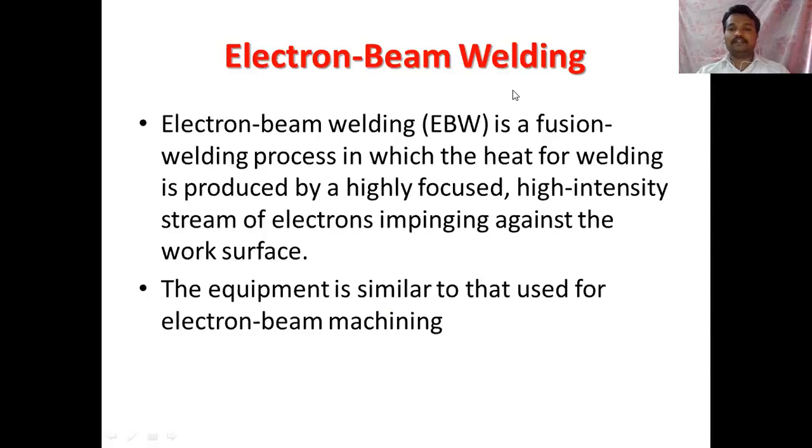Now, how would these electrons generate the heat? These electrons, which are liberated due to the potential difference between cathode and anode, will have high intensity and high acceleration, and will hit the work surface. Due to the high intensity, it melts the work surface and melts the two parts into one joint. The equipment used is similar to that used for electron beam machining, where we machine different parts. A similar principle is applied here.